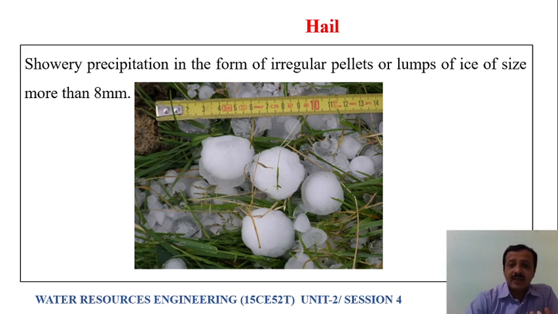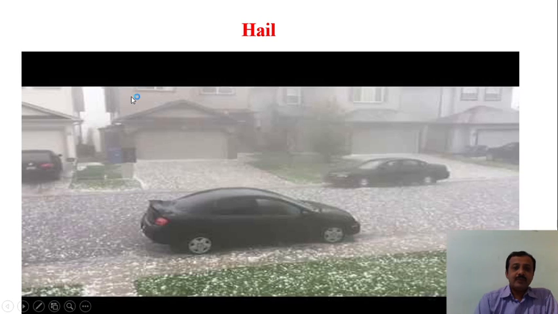This is lumps of ice, size more than 8 mm. That is showery precipitation in the form of irregular pellets, right? Ice pellets fall. So a size of more than 8 mm we call hail.